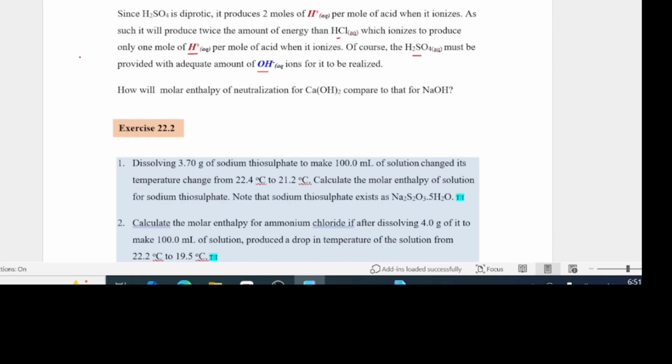How will the molar enthalpy of neutralization for calcium hydroxide compare with that of sodium hydroxide based on the problem that you have just done? What do you think? When you're neutralizing this, you're only neutralizing 1 mole of OH ions, and of course that will react with only 1 mole of H plus ions from some acid, right? So you get a certain value. Now look what happens. You're having 2 moles of OH ions. So to neutralize 2 moles of OH ions, you would have needed 2 moles of hydrogen ions. And of course, the enthalpy of neutralization will be twice that of sodium hydroxide.